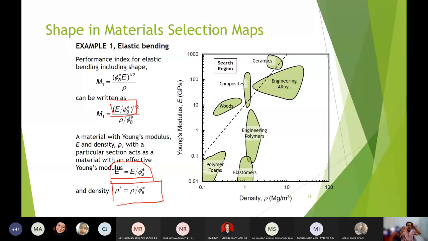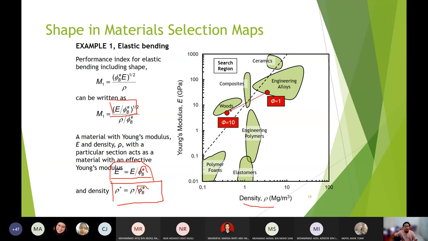So if we make it into a material section chart. Okay. So if the shape factor is one, this would be the line. Okay. We can use it in the CES study pack. We can put in the value for the elastic bending, for the shape, for density, use it in the formula, then we can get this kind of section chart. Kita nampak lebih kurang macam ni. Okay, that is just what I want to discuss.